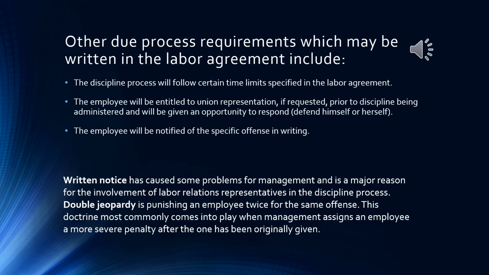Other due process requirements which may be written in the labor agreement include: the discipline process will follow certain time limits specified in the labor agreement. The employee will be entitled to union representation if requested prior to discipline being administered and will be given an opportunity to respond or defend himself or herself. The employee will be notified of the specific offense in writing. Written notice has caused some problems for management and is a major reason for the involvement of labor relations representatives in the discipline process. Double jeopardy is punishing an employee twice for the same offense.